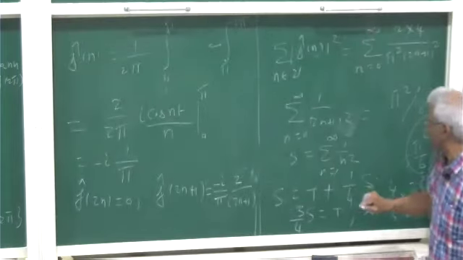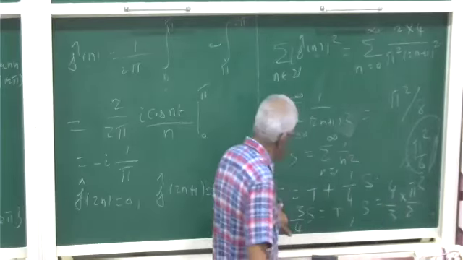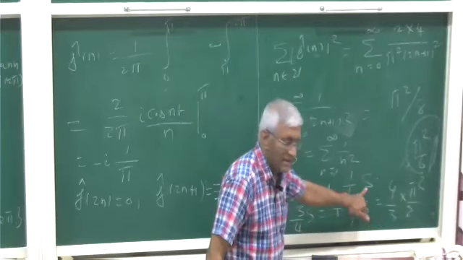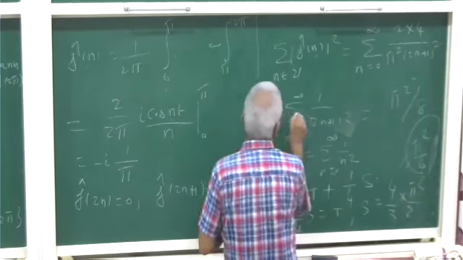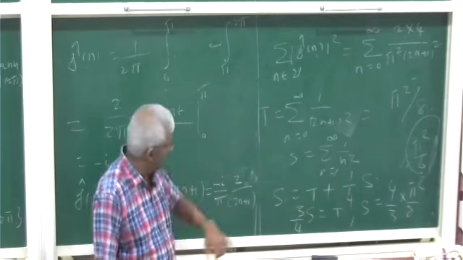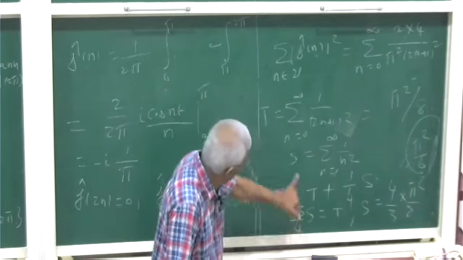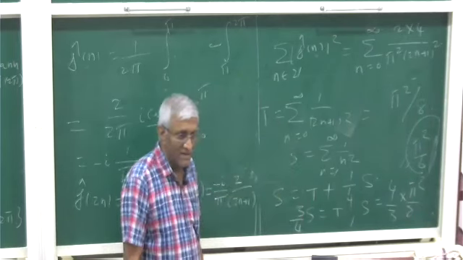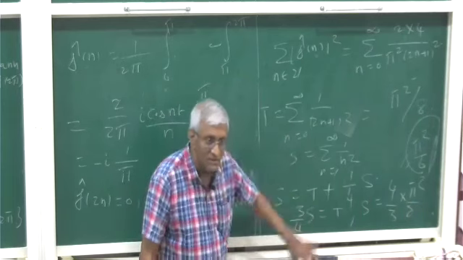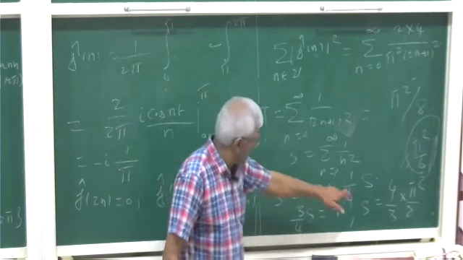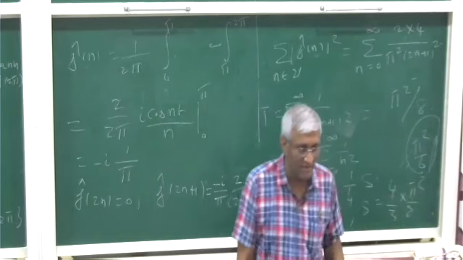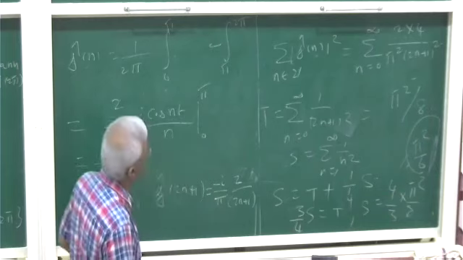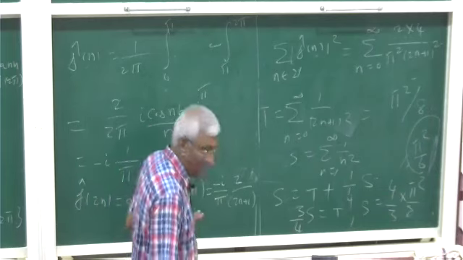S is equal to T plus 1 by 4S. Call this T. I said T, I didn't write it somewhere. Okay, T is equal to this. So S is equal to this. 1 by 2n squared is 1 by 4 times the summation of 1 by n squared because of that. Fine, clear?